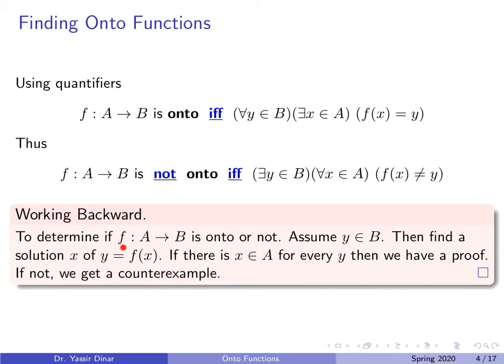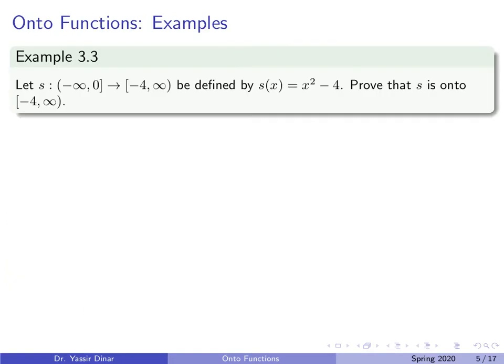That means my function is not onto B. As an example, let S be a function from the interval from minus infinity to 0 to the interval from minus 4 to infinity, defined by the formula: the image of x under S is x squared minus 4. We want to prove that S is onto this interval.